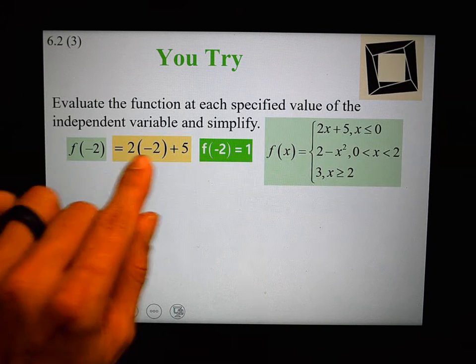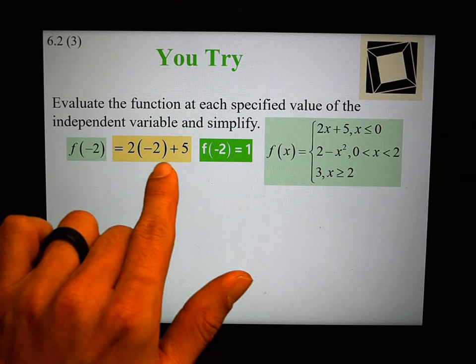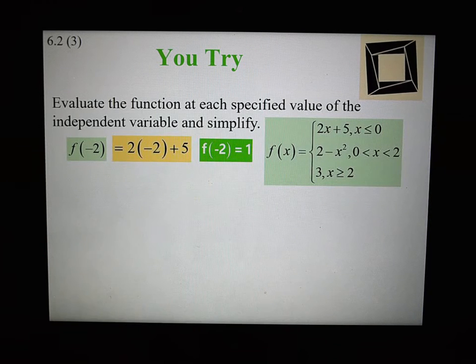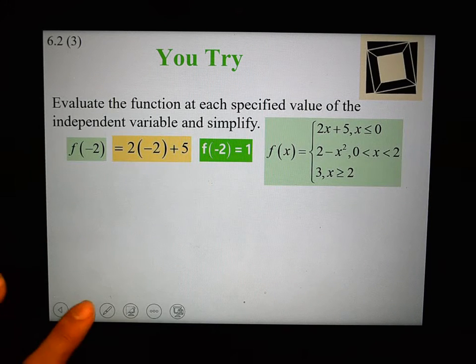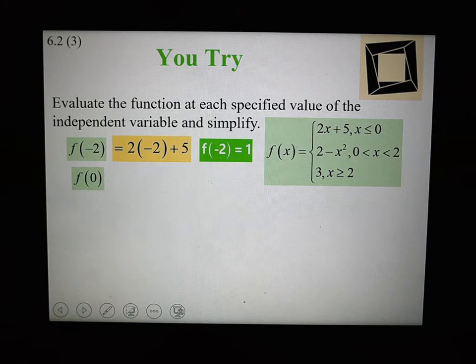2 times -2 is -4 plus 5 is +1. So let's try a couple more of these and see if you get it. F of 0. If you need to pause right now, you can try this.